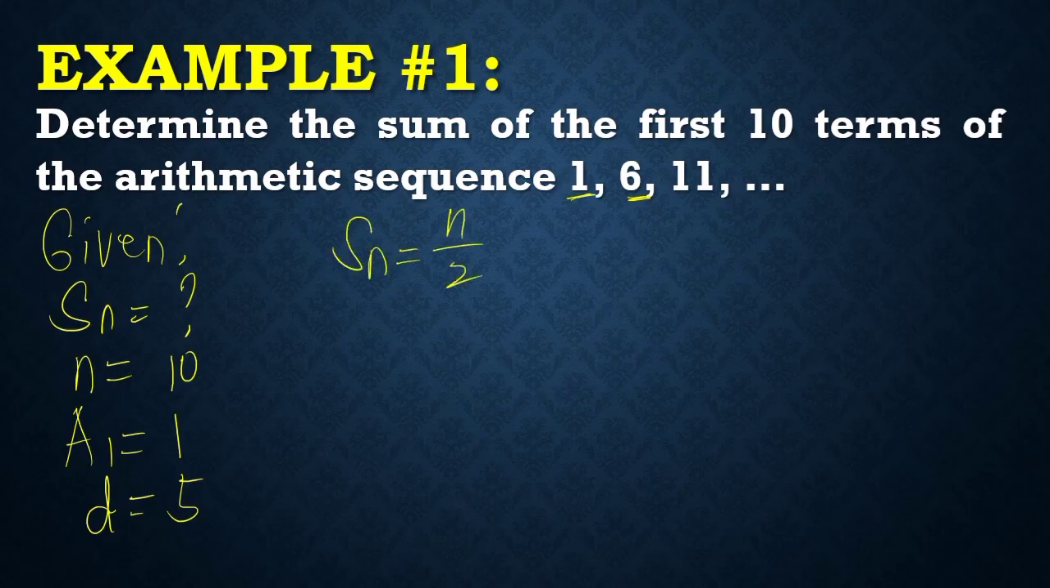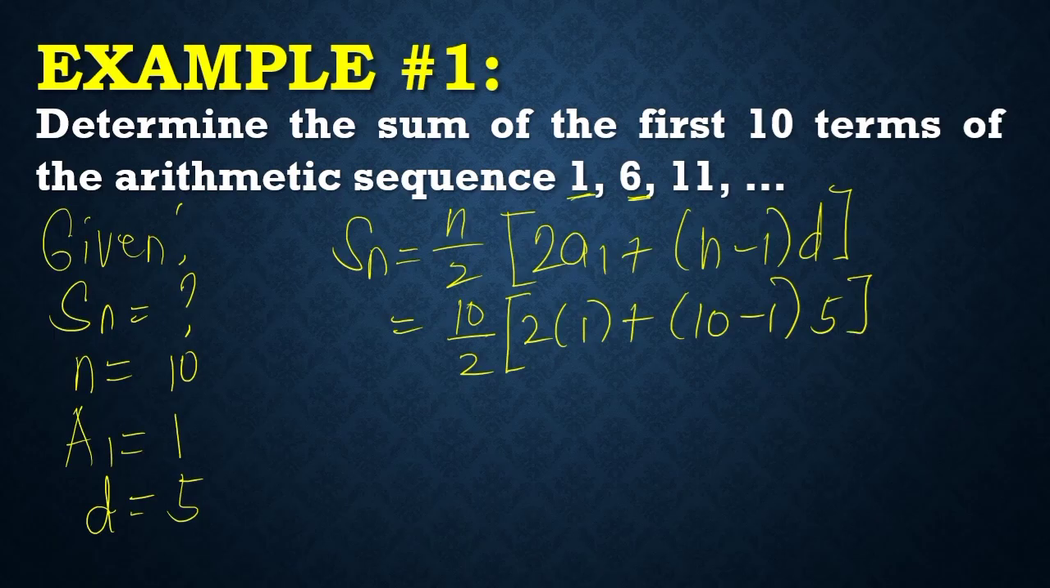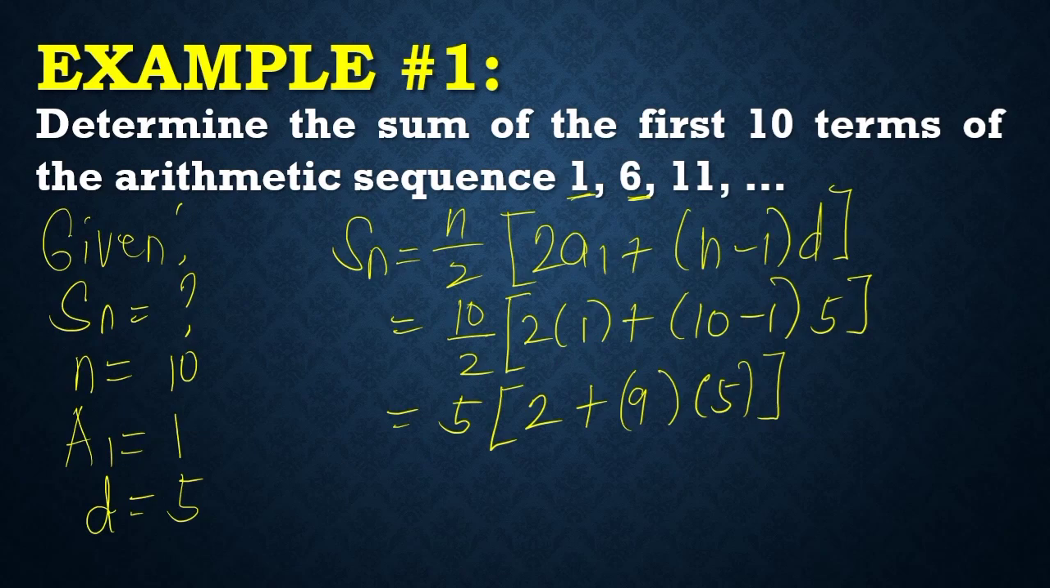So, since meron na lahat tayo ng ating mga kailangan, pwede nating isubstitute sa formula n over 2 times the quantity of 2a sub 1 plus quantity n minus 1 times d. Okay. What is n? That is 10 over 2. Now, 2 times the first term, that is 1, plus n, that is 10 minus 1, and then the common difference, 5. 10 divided by 2, that is 5. And then, 2 times 1, 2, plus 10 minus 1, that is 9, times 5.